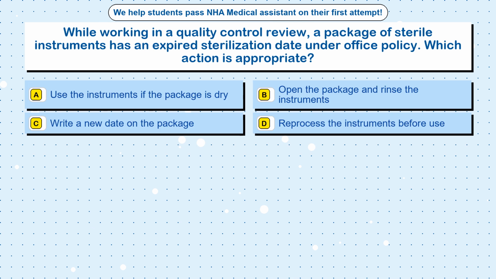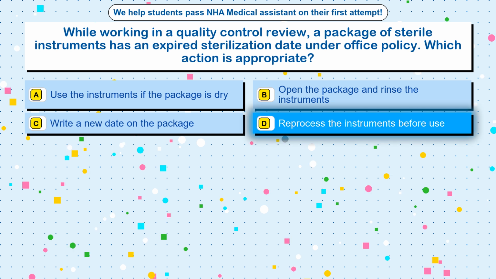Question 23. While working in a quality control review, a package of sterile instruments has an expired sterilization date under office policy. Which action is appropriate? Option A. Use the instruments if the package is dry. Option B. Open the package and rinse the instruments. Option C. Write a new date on the package. Option D. Reprocess the instruments before use. The correct answer is option D. Reprocess the instruments before use.